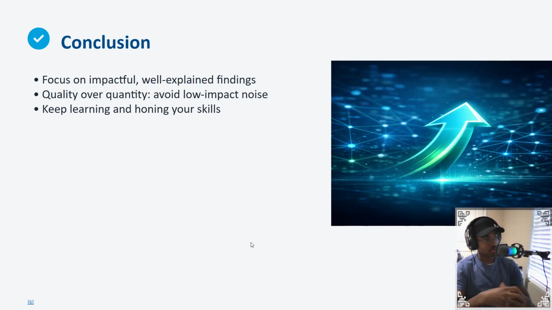Okay, conclusion. Focus on impactful, well-explained findings. Quality over quantity. Avoid low-impact noise. Keep learning and honing your skills. Over time, you're going to get better. Therefore, the number of attacks and vulnerabilities you'll know will increase, and the amount of things you'll be able to report will increase. What you always need to think about is impact. Impact is very, very important. Without impact, you really don't have a report.